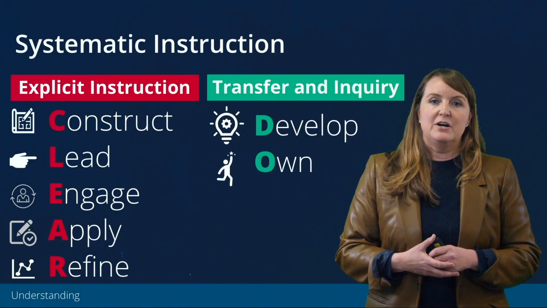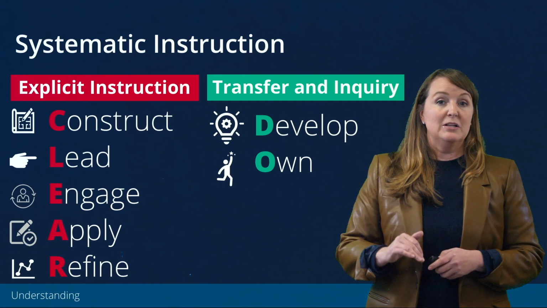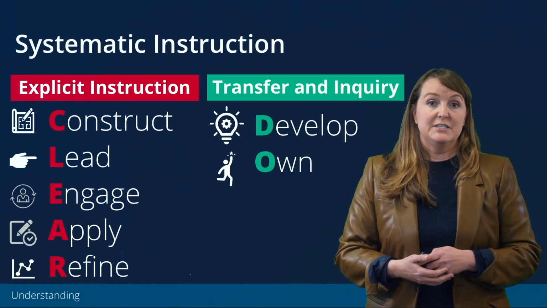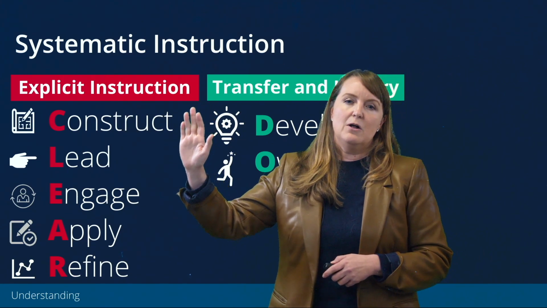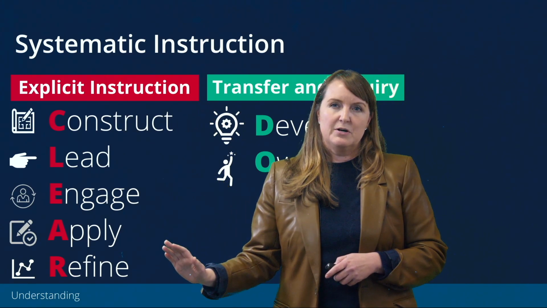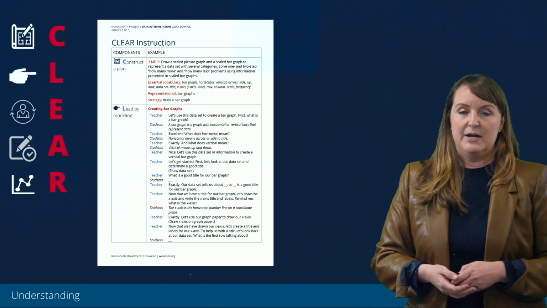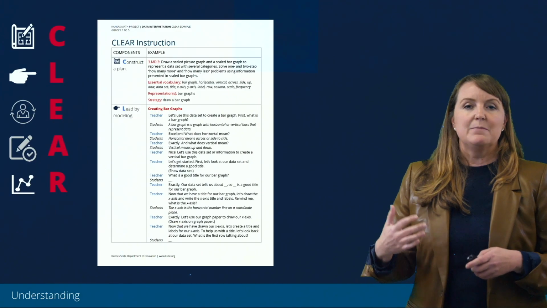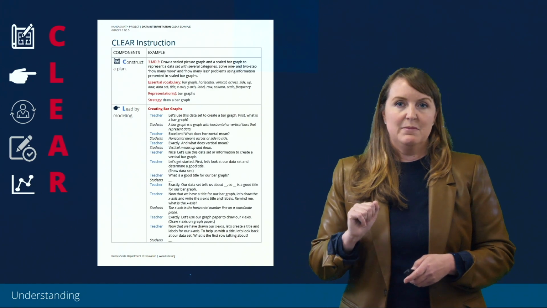We are about to start Activity 5. In that activity, you are going to develop a clear plan for something related to data interpretation. Remember, our clear plan is all about being very explicit with our instruction so that students can engage in transfer and inquiry. Now, here is an example of a clear plan for something that you might address in this module.